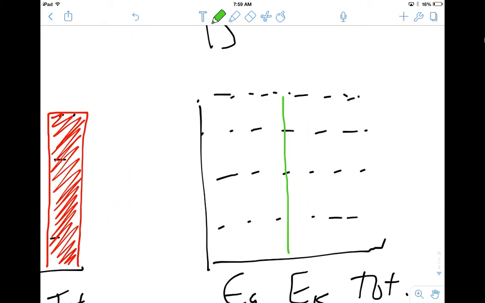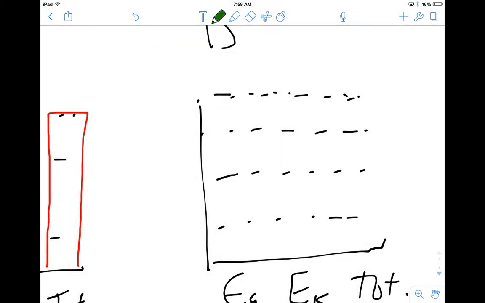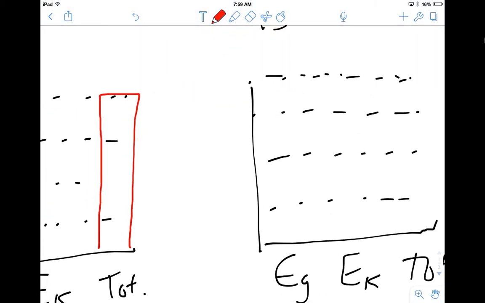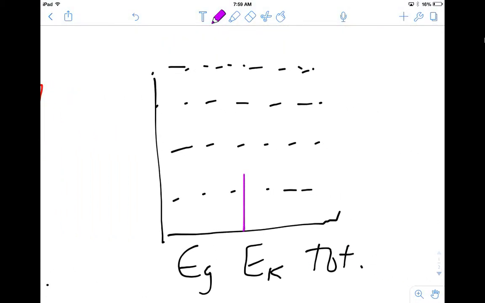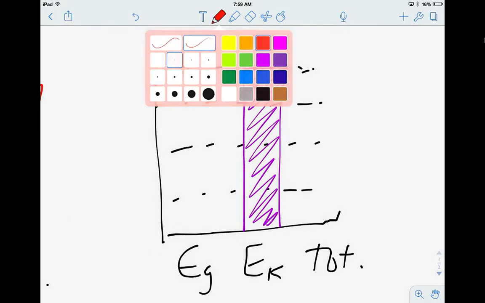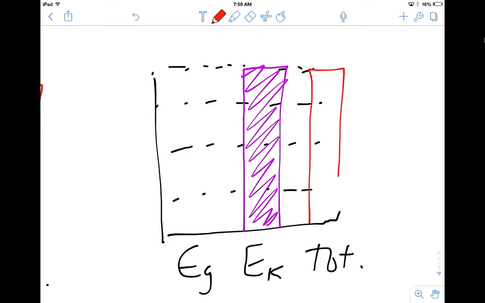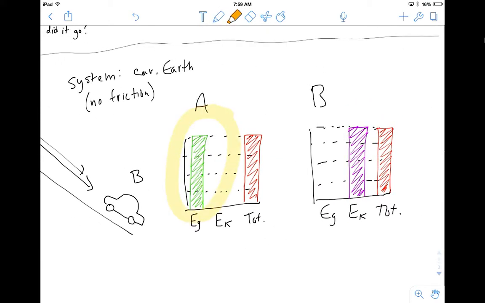Oops, and let's change the color of that. Oh man, I messed stuff up. Put my red squiggles back. There we go. So let's make this purple. So kinetic energy is going to be purple now. Okay. And total is still going to be red. So all of that potential got changed into all kinetic.